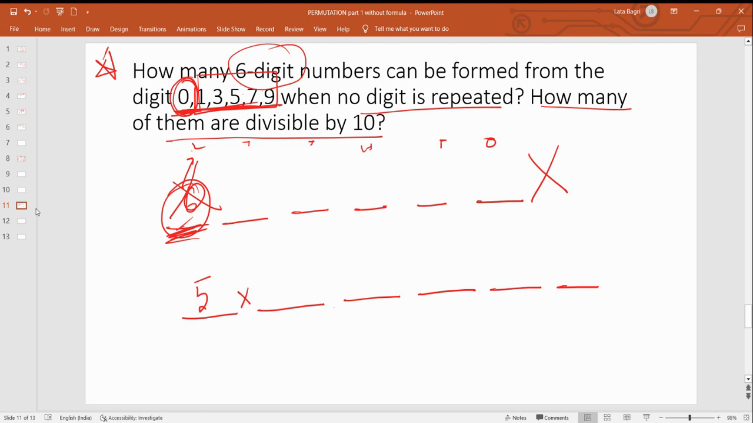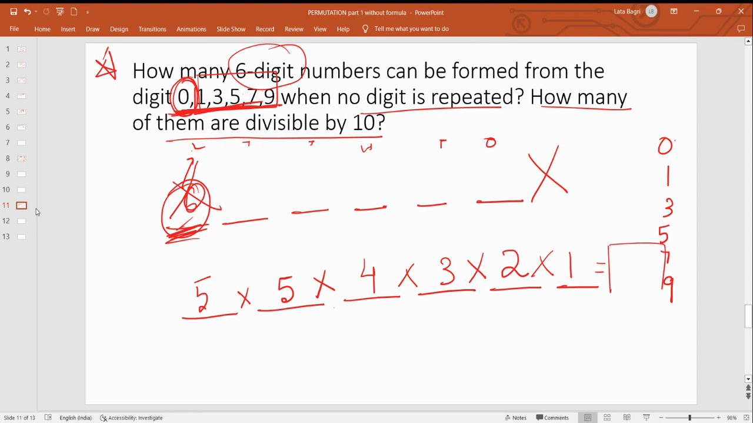Second one. Now, out of 0, 1, 3, 5, 7, and 9, one digit has already been used. Maybe let's say 1 is used. So the total options left are 5. Now I can use 0. So again I'll write 5. Now one digit has been used, another also has been used. So the number of options left is 4, then 3, then 2, and then whatever is left at last, only 1. So I'm going to multiply. This is going to be your answer. So let's see. 25 times 4 is 100, times 6, 600. So 600 is my answer.